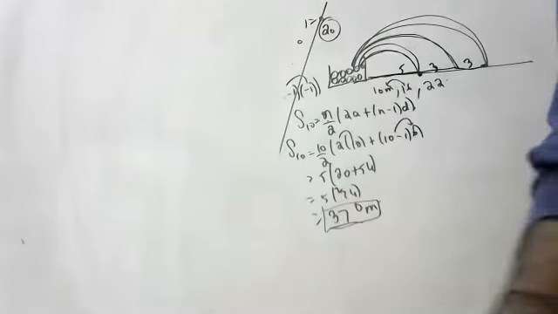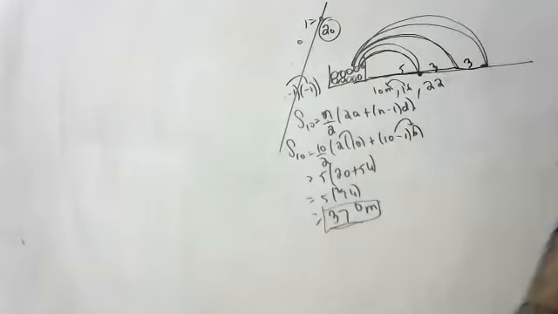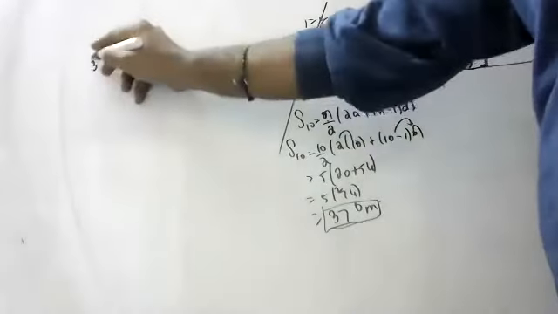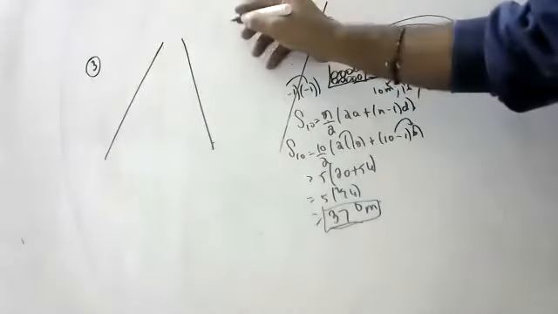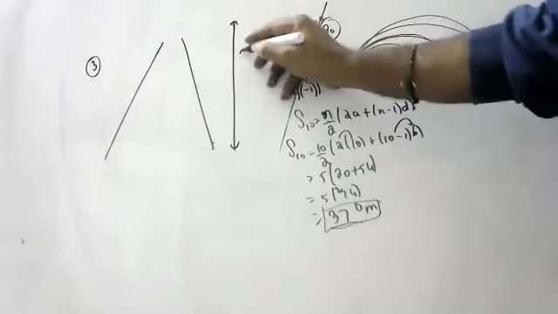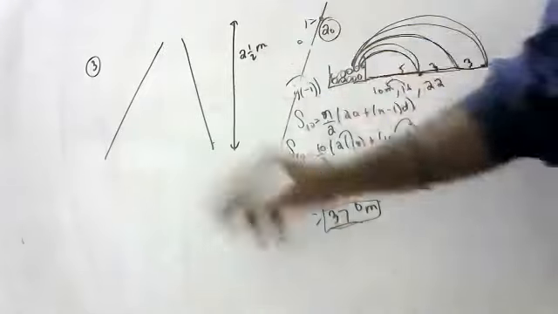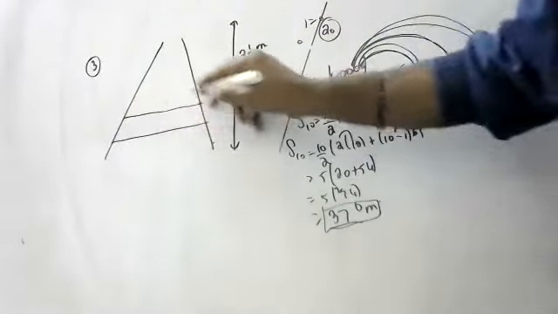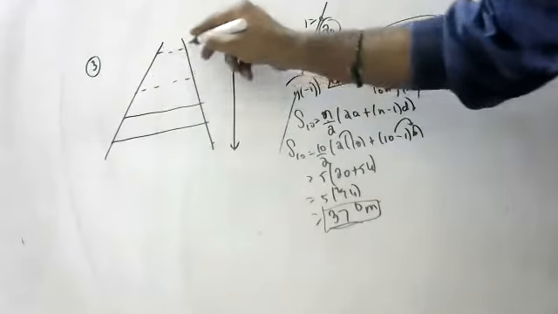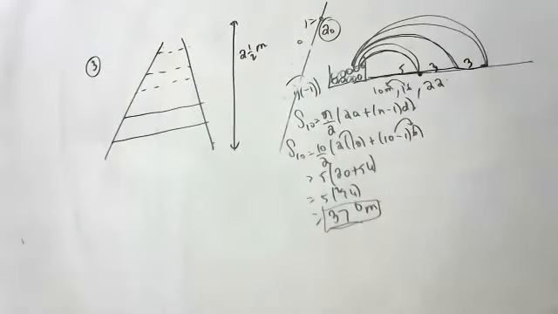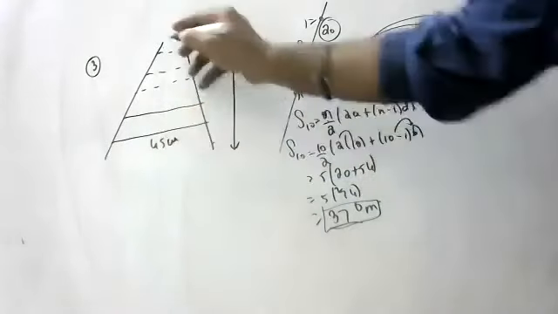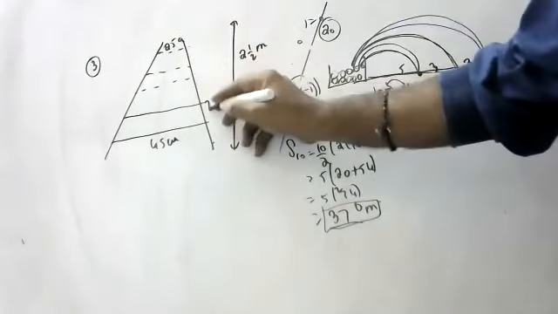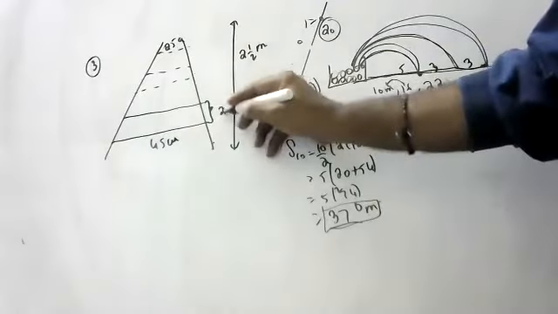Children, there is a ladder like this. The total distance at the top is 2.5 meters. And these are the rungs. Rungs means steps, children. Like this, steps are there. The first one is 45 and the last one is 25. And the distance between two steps is 25 centimeters.